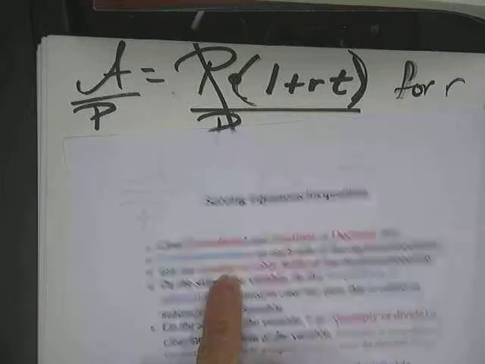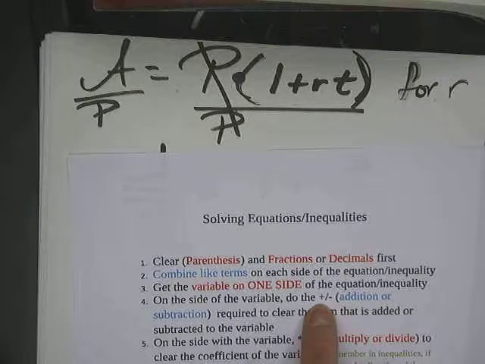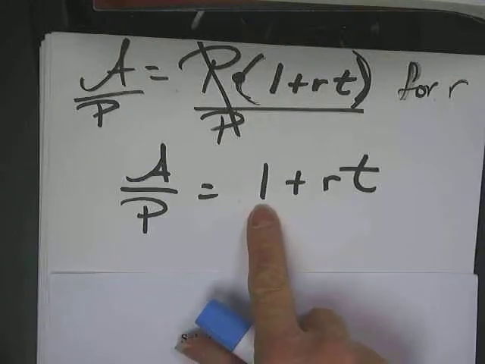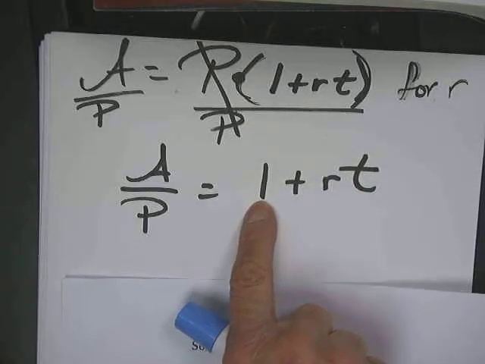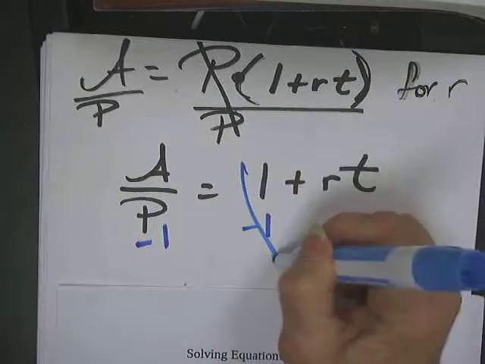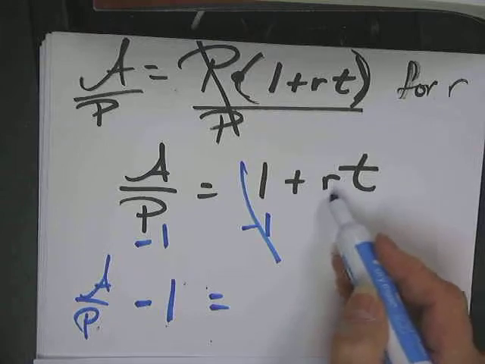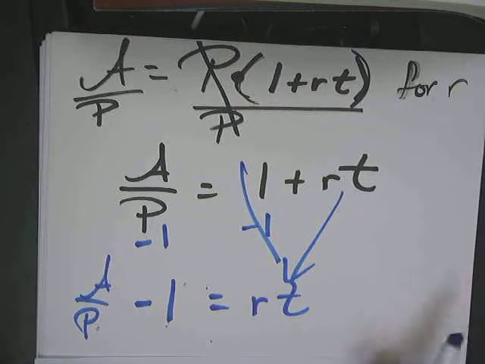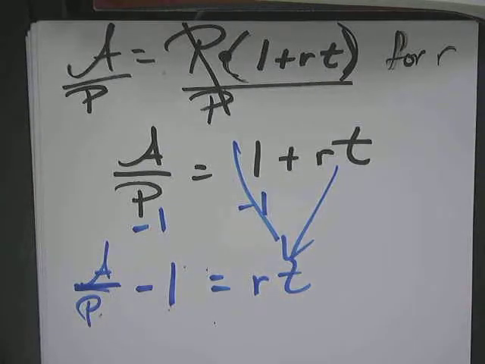We want to get this by itself. Let's refer to our solving equation sheet. We're trying to get the variable on one side. It is only on one side. On the side with the variable, do the plus or minus first. This is multiplied, so do the plus or minus first. Okay, so subtract 1. So we have A over P minus 1 is equal to RT.